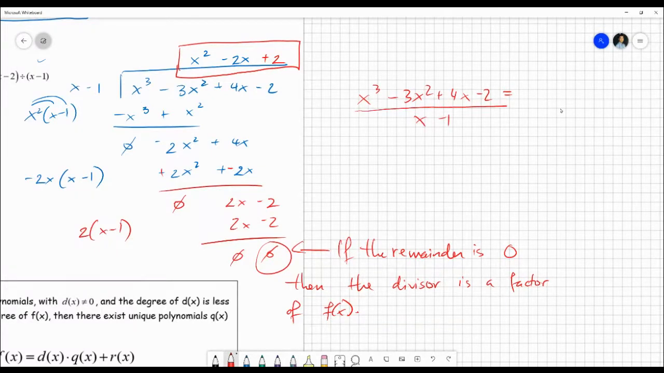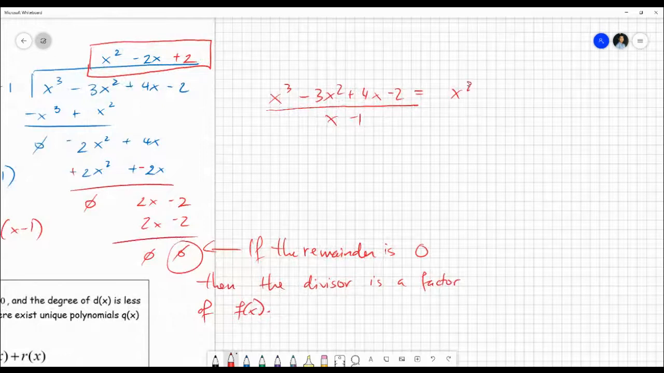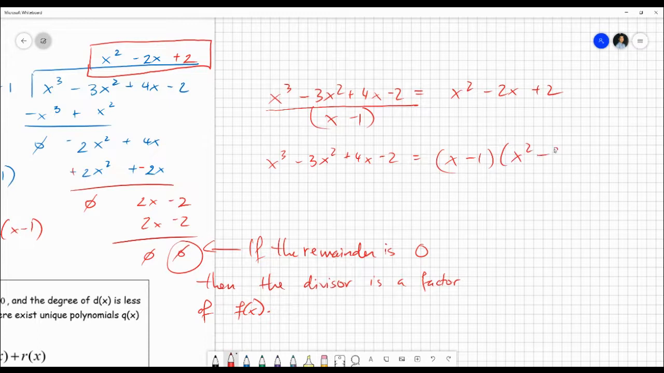x minus 1, and my answer was x squared minus 2x plus 2. Now, of course, another way we can rewrite this is this. I can move this x minus 1 to the other side, so you can see that these two are actually factors. So the divisor is a factor, and the quotient is a factor of this dividend.